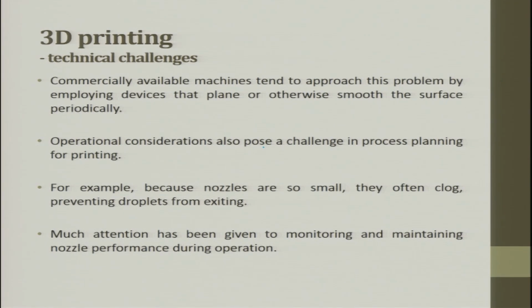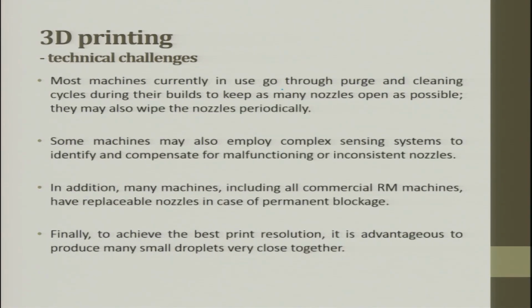Operational considerations also pose a challenge in process planning of printing. For example, because nozzles are so small, they often clog, preventing droplets from exiting. Much attention has been given to monitoring and maintaining nozzle performance during the operation. Most machines which are currently in use go through a purge and cleaning cycle during the build to keep as many nozzles open as possible.